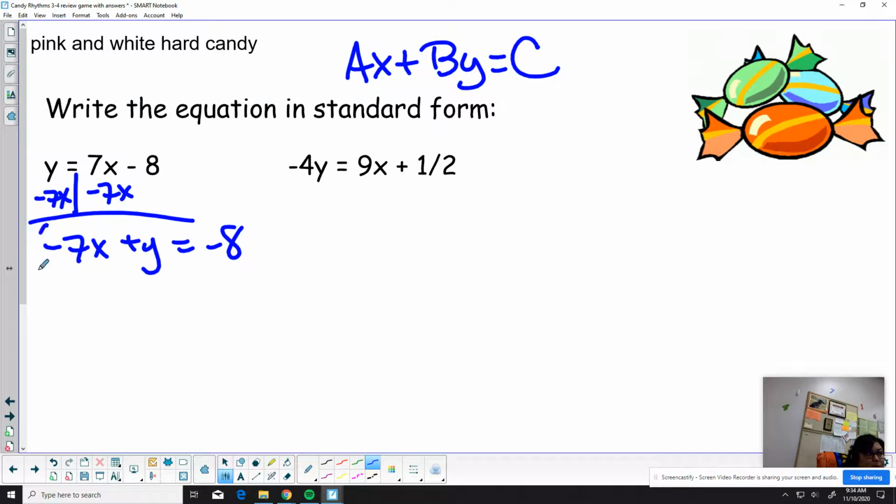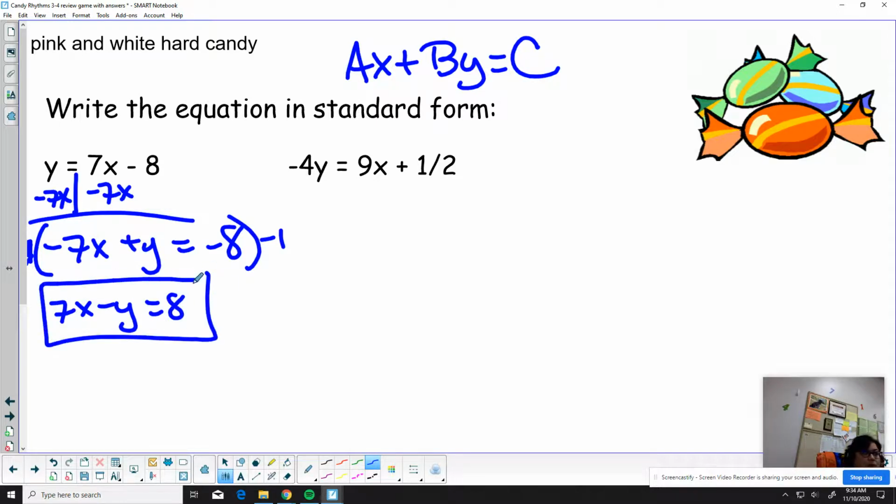And remember that front number has to be a positive integer. Well, it's negative. So normally I'd put the negative. Maybe I can squeeze it in there. No, I can't squeeze it in there. So I'm going to put it in the back. So I'm going to change all of their signs by distributing a negative 1 through the whole equation. So 7x minus y equals 8. This is in standard form.